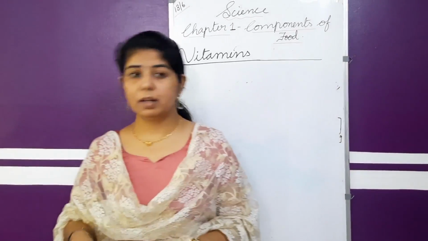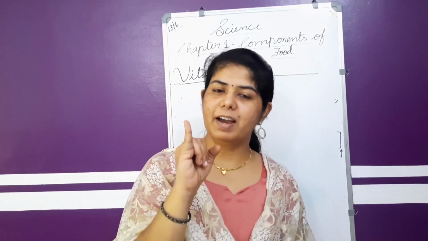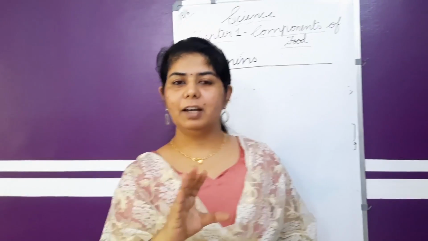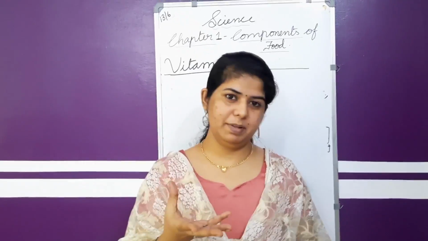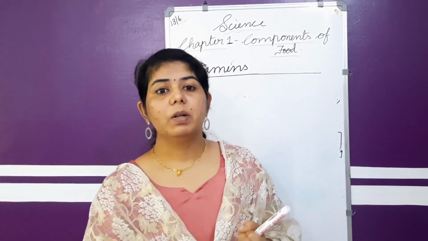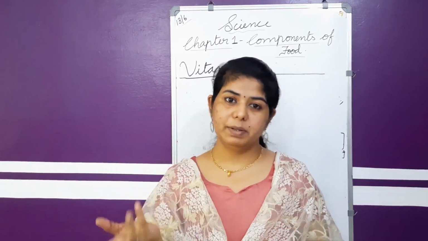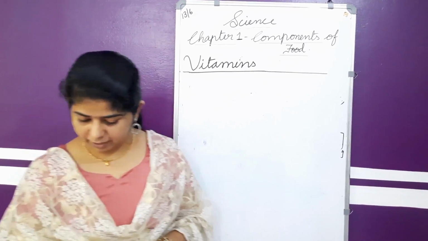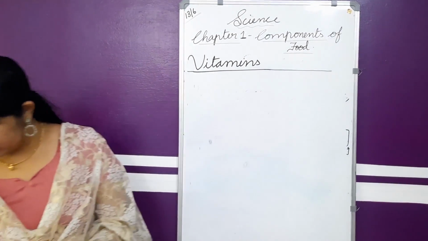As we said about the carbohydrates, there are two kinds of carbohydrates: sugar and starch. Here vitamins are also of different types. They are given as vitamin A, vitamin B, vitamin C, vitamin D, vitamin E and vitamin K. There are 6 types of vitamins.